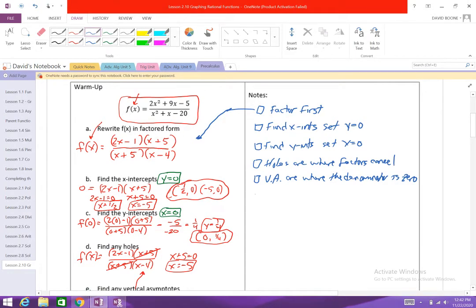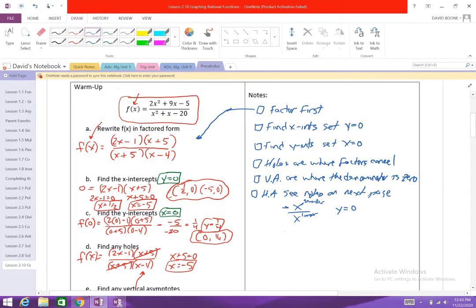And then we'll talk about those horizontal asymptotes. You're going to do this on the next page, so I'll just say see notes on next page. Basically what I want to do is just highlight that if the degree on the denominator is larger than the degree on the numerator, so we've got a smaller degree on the numerator and a larger degree on the denominator, we'll have a horizontal asymptote at y equals 0.